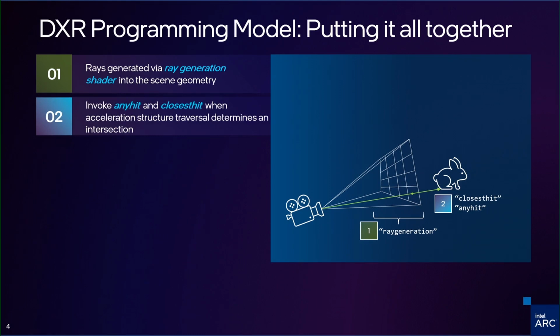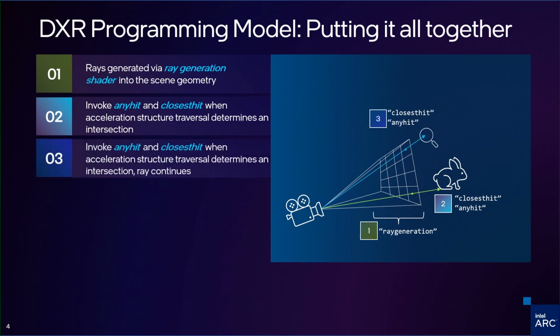And at this point, this is where we're going to actually execute two of these shaders. One is the closest hit, and the other is the any hit shader. Both of those are going to be executed at this point and use that ray triangle intersection that comes back from the bunny model.